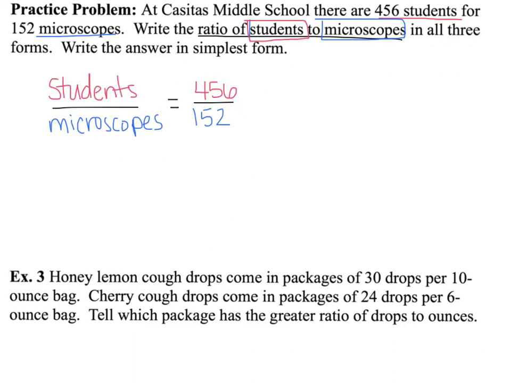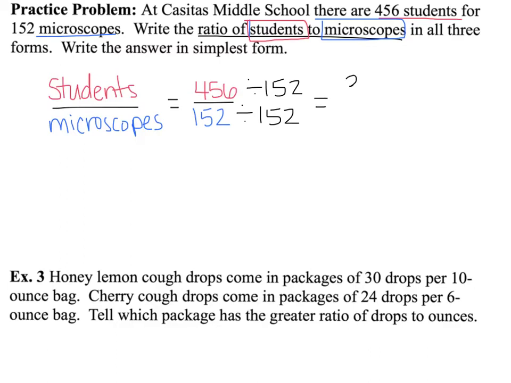First up, you should have had the ratio written as students over microscopes. And according to our problem, we know that there are 456 students for 152 microscopes. So you should have the ratio written 456 over 152. To simplify it, here's a hint. Try your denominator. See if your denominator goes into your numerator evenly. So in this case, we're going to divide both the top and the bottom by 152.